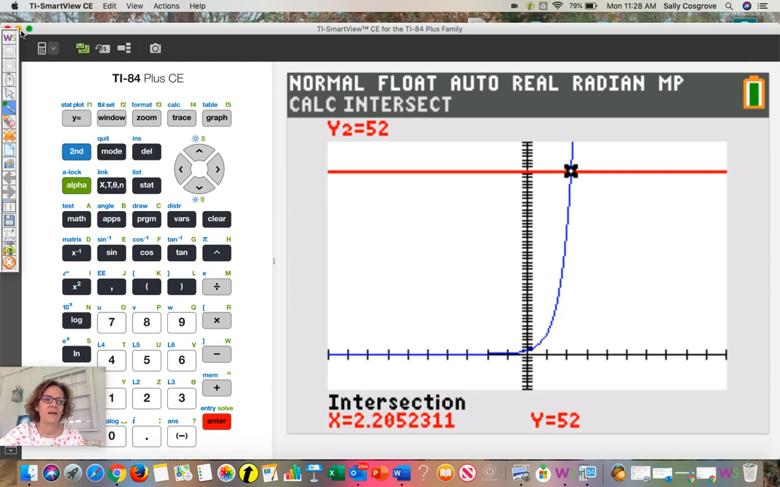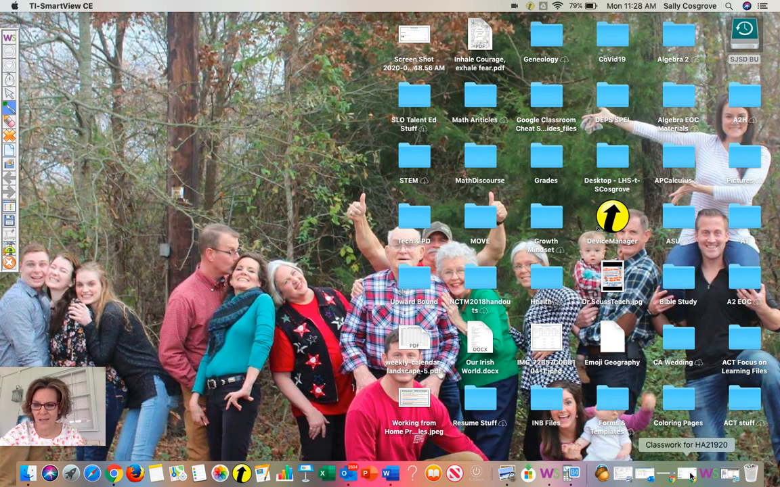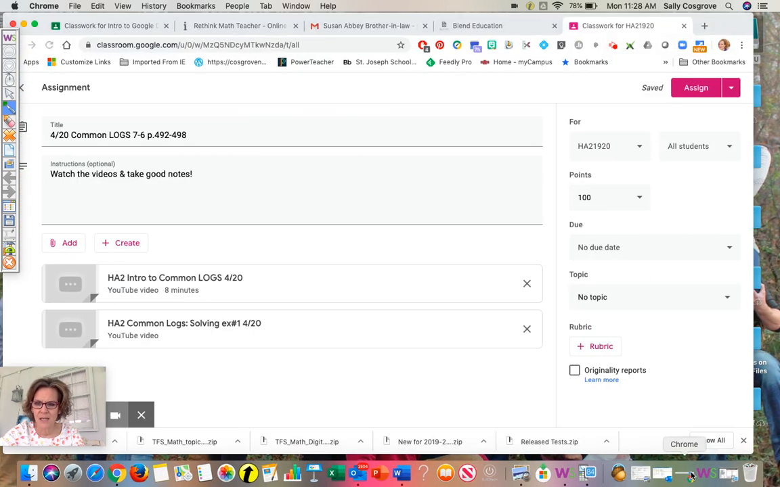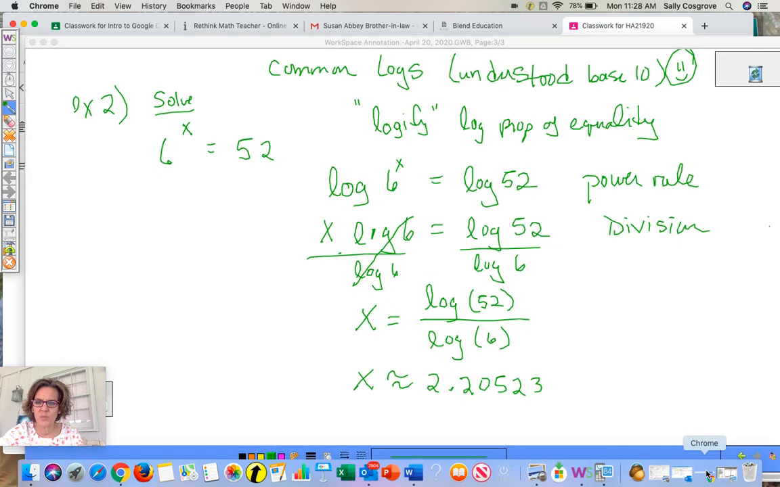2.2052311. Let's look and see. Where's my workspace? 2.20523. Perfect. So that means that we did it exactly right, which is handy. So it's a great way to check, and now you can check on yours too.